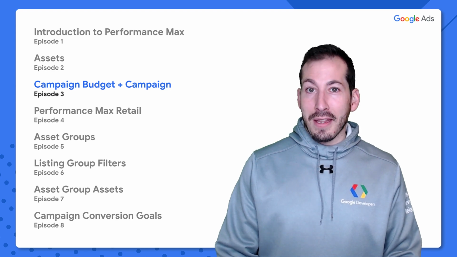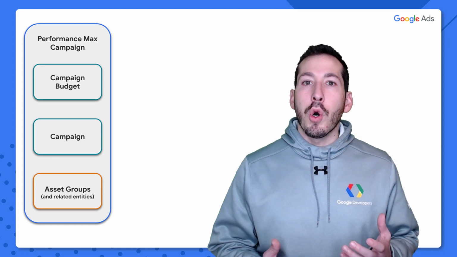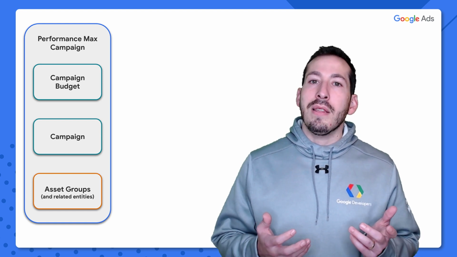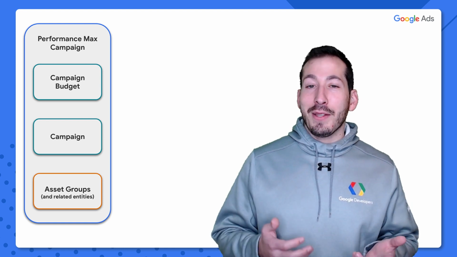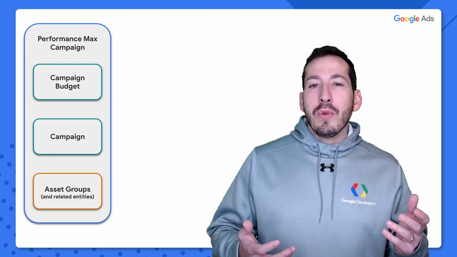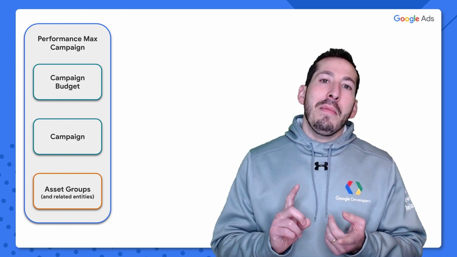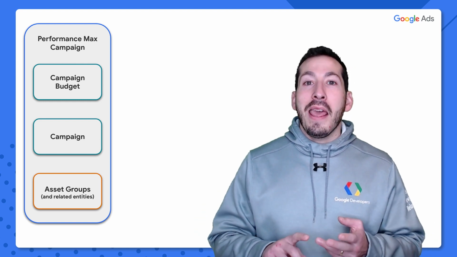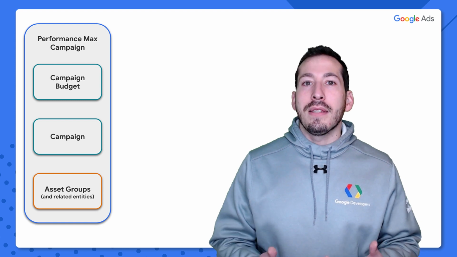All right, let's dive in. So as you might recall from previous episodes, we'll be creating a bulk mutate operation which contains the contents of a valid serving Performance Max or PMax campaign, and that consists of what I'm calling 3 entities, even though it's really more. It's our campaign budget, our campaign, and one or more asset groups, plus some other related entities.